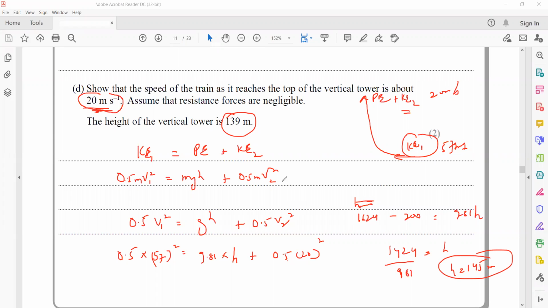Or the second way to solve the same question: we can substitute this height and find the final speed, and the final speed will come out about 20 meters per second. Is it clear, this question? Yes, sir.